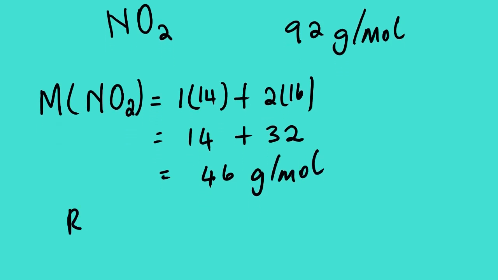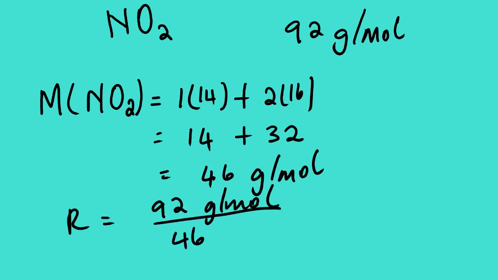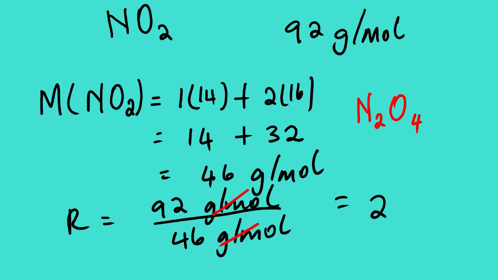Then we calculate the ratio, which will be 92 grams per mole divided by 46 grams per mole. The units cancel, and the ratio is equal to 2. Then we can conclude that our molecular formula is N2O4.